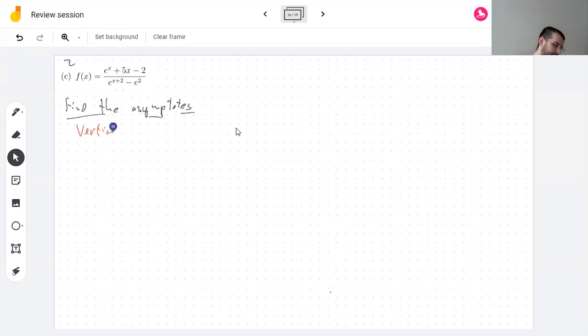Vertical asymptotes happen when the limit of the function is plus minus infinity. They do not happen necessarily. You can leave, Bernie. You can see a recording.